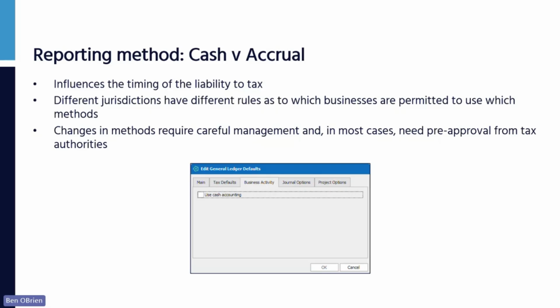Essentially, all the different methods, in the fullness of time, you'll end up paying the same amount of tax. But as you go along, the timing differences will come into play. The accrual method essentially reports the tax and creates the liability at the time the underlying invoices are raised or input into the system, irrespective of whether they are paid or not.